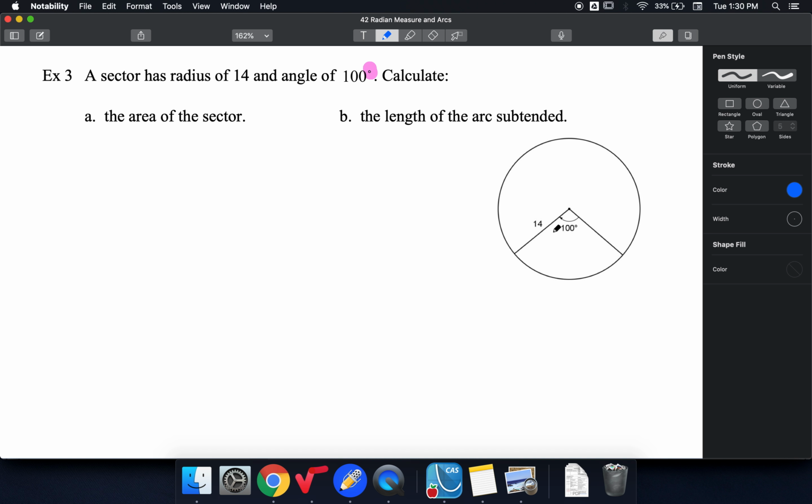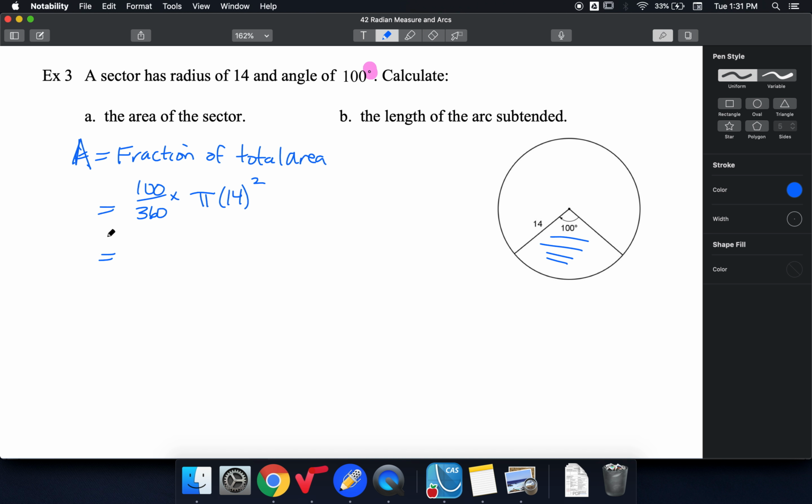So area of the sector, I want this area. So my area is going to be the fraction of the total area. So my fraction is 100 over 360 times total area, which is going to be pi r squared.